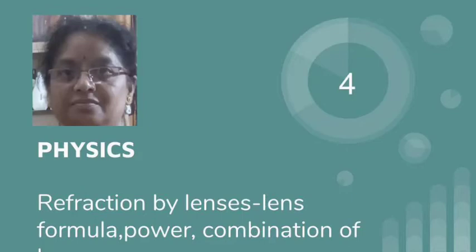Students, this is the second session of refraction by lenses. We already know about the image formation of an object by lens. When an object is at infinity, the image is formed at the second focus of a double convex lens, which is real and diminished image. And in case of double concave lens, the image is virtual.